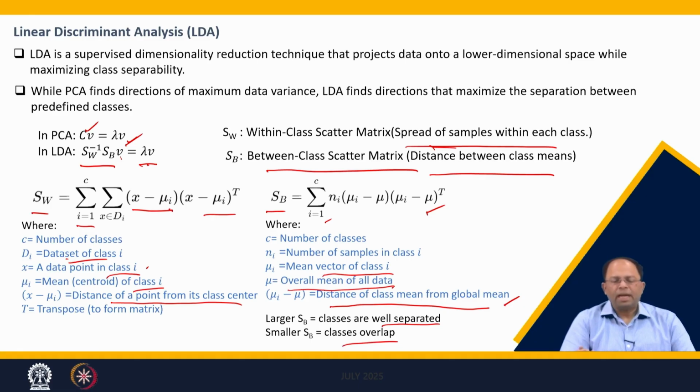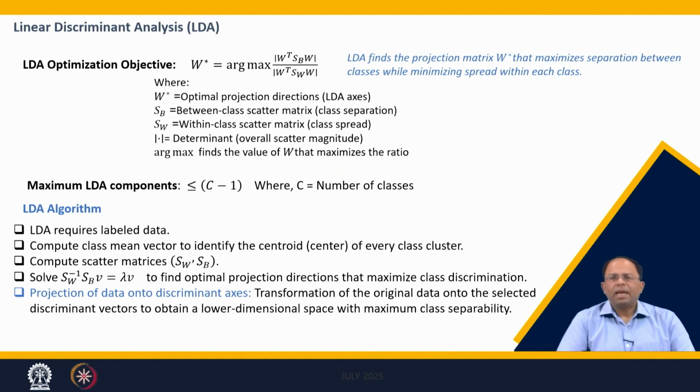So we are trying to maximize the distance between the classes, and the scatter within the classes should be minimized. That is the LDA optimization objective. LDA finds the projection matrix W star that maximizes separation between classes while minimizing spread within each class.